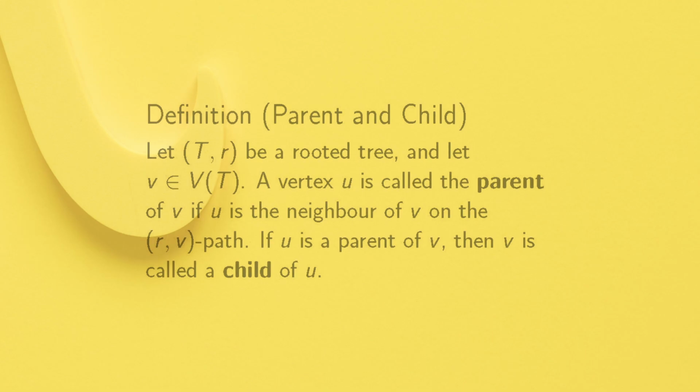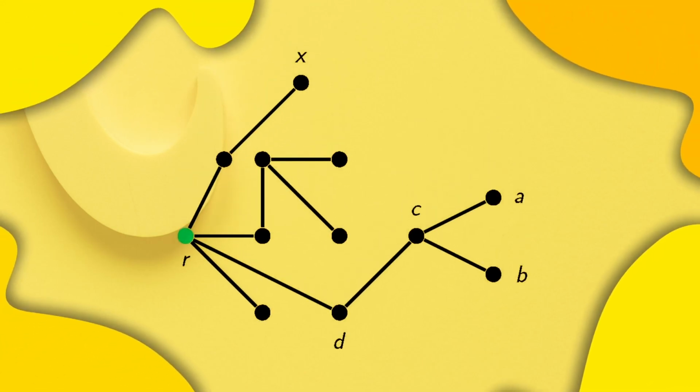For instance, again look at this rooted tree. Here we have seen that C is a parent of both A and B, and A and B are the children of C. Note that A and B have no children, and C is a child of D, right, and D is a child of R, and all these vertices are not actual children, but they are the descendants of R, right.